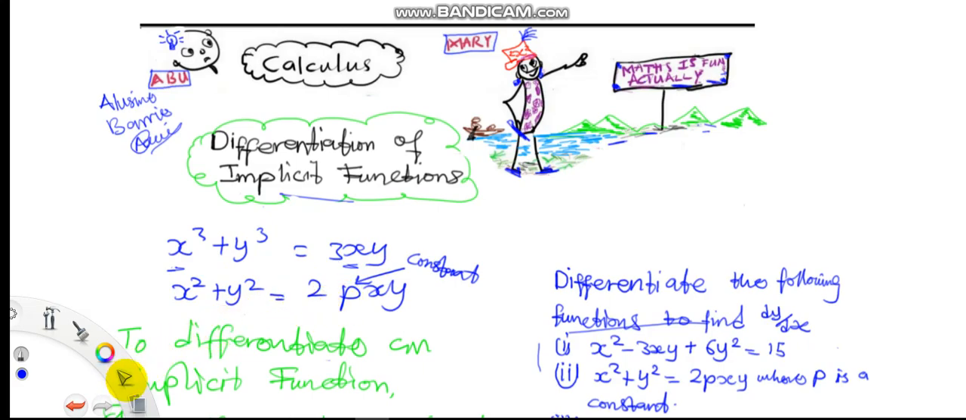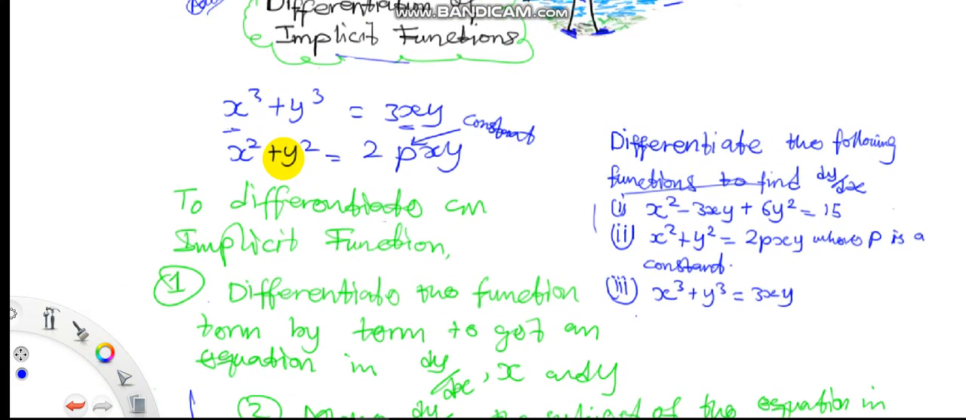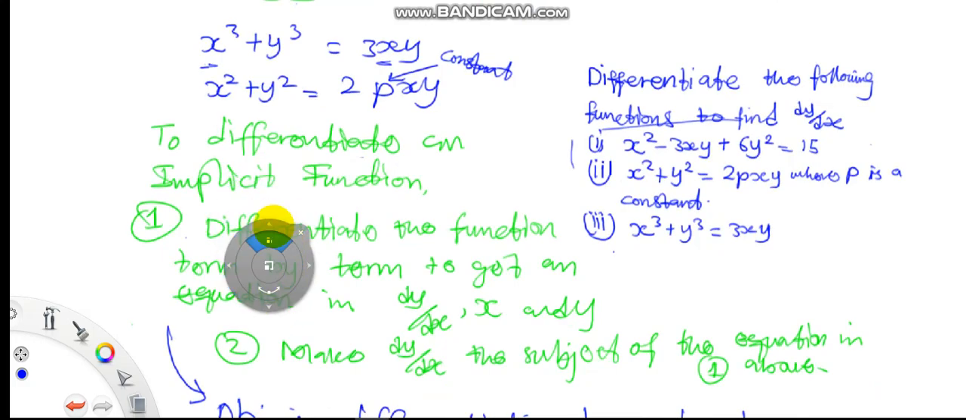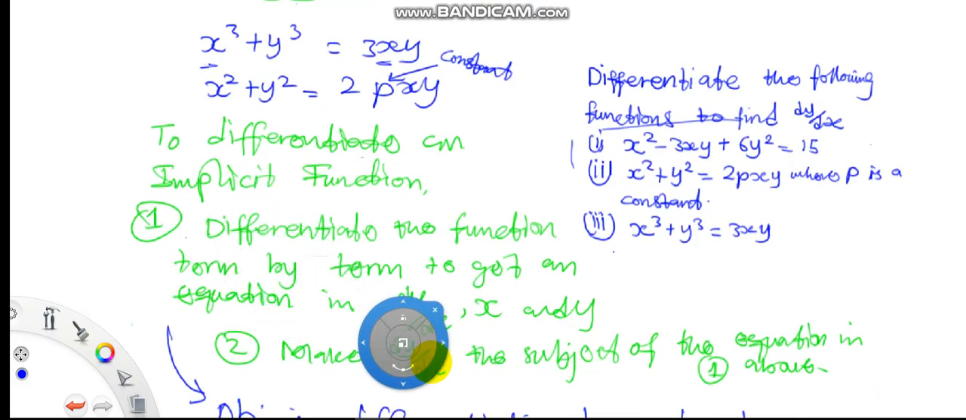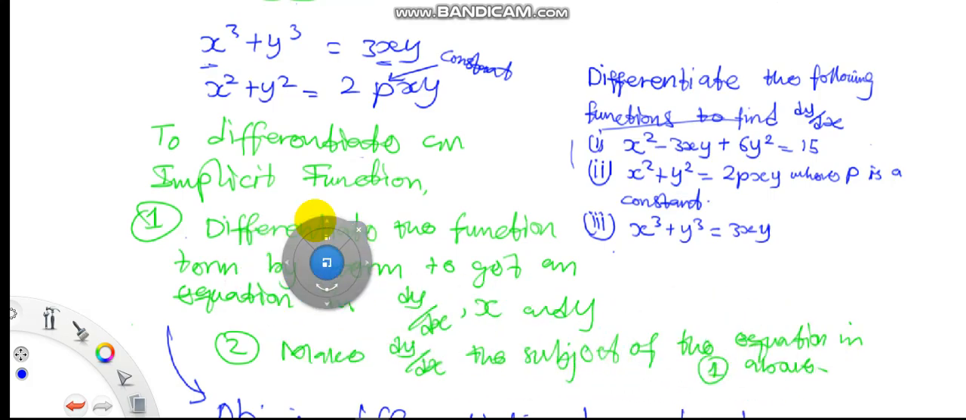To differentiate such functions, we follow these steps we highlighted earlier. You differentiate the function term by term, and then you make dy dx the subject of the equation. In differentiating term by term, there are two things you have to pay attention to. These two things are basically how you differentiate terms in y, and also how you should take care of products and quotients.